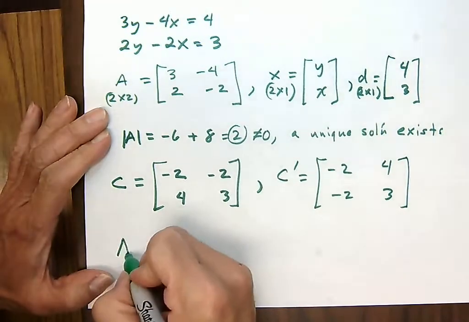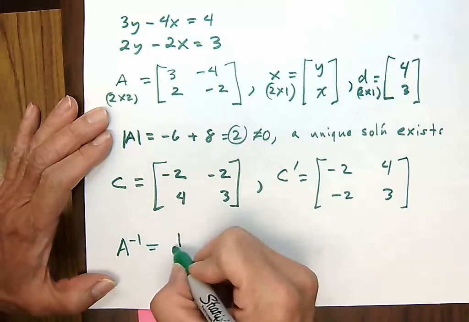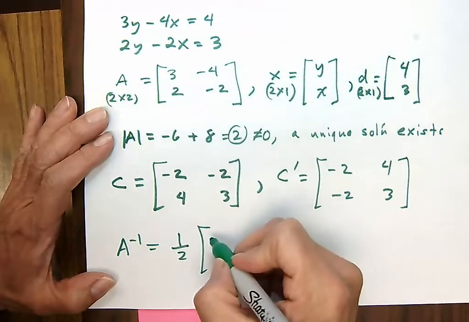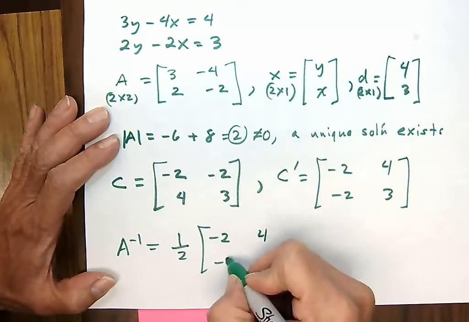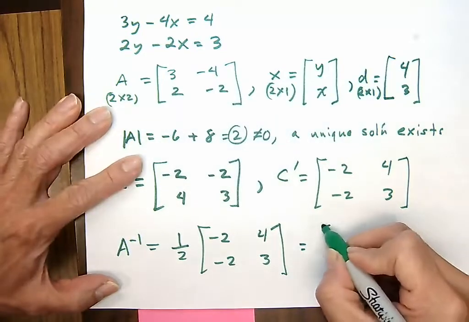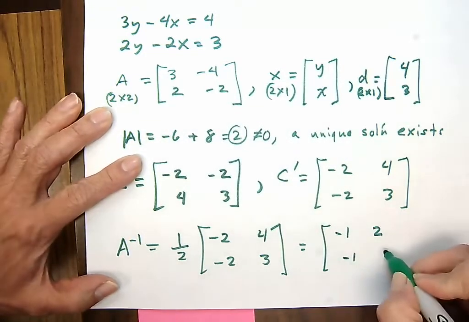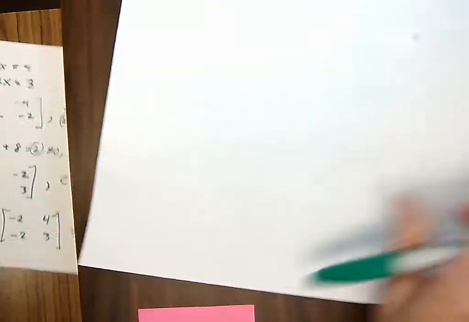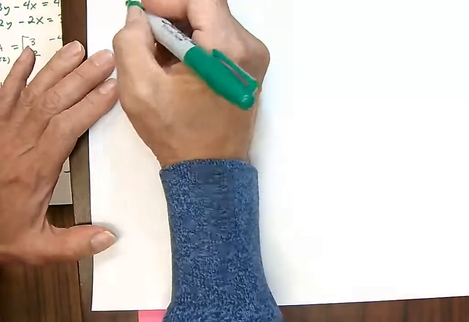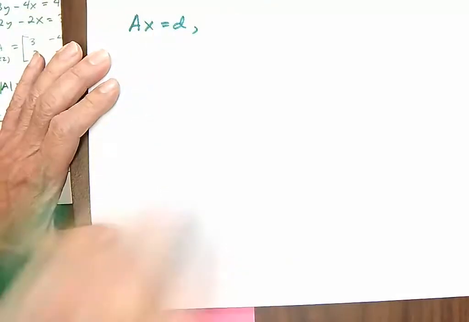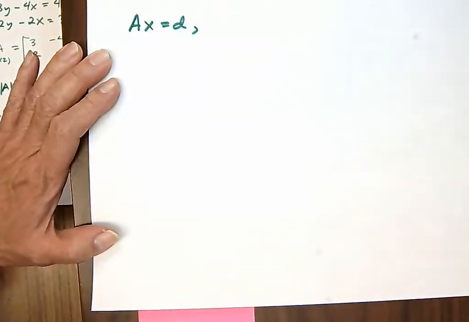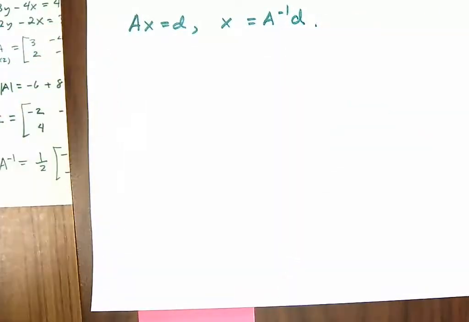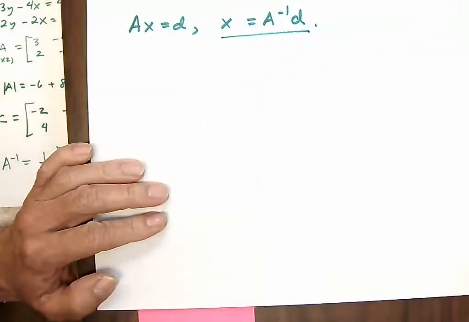Now we can go directly to the inverse of A, which is 1 over the determinant of A, times the adjoint of A, which is the transpose of the cofactor matrix, or C transpose, minus 2, 4, minus 2, 3, which comes out to be minus 1, 2, minus 1, and 3 halves. From there, recall that the original equation system could be represented using matrices as AX equals D. And we showed that the solution to this equation system in matrix form can be expressed as X is equal to A inverse D. Let's see if we can fill in all of these matrices in that last matrix equation.